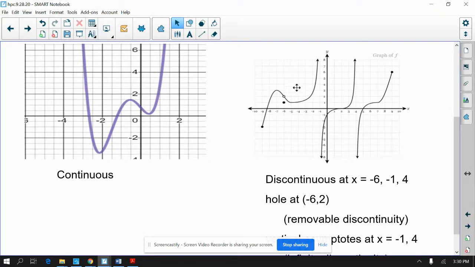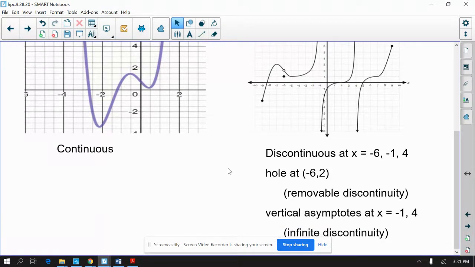So this graph in particular is discontinuous 3 times, starting from the left. When x is -6, there's a hole right here, and it's displaced down there. So that's 1 point of discontinuity. Continuing on, there's another point of discontinuity when x equals -1. There's a vertical asymptote here. And then continuing on, there's another point of discontinuity when x equals 4.